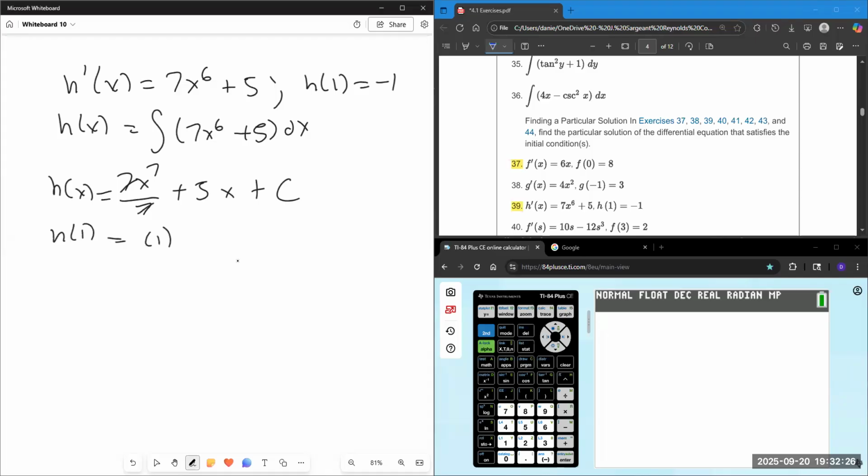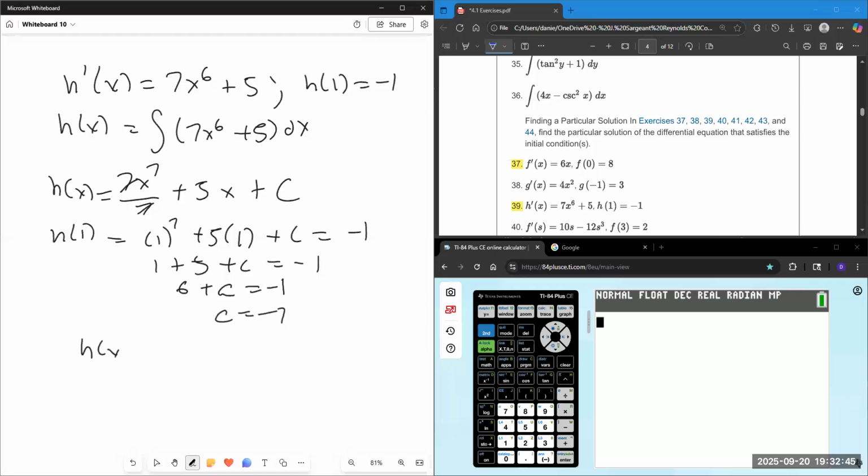is 1 to the 7th plus 5 times 1 plus c, which needs to be negative 1. So 1 plus 5 plus c is negative 1. 6 plus c is negative 1. C is negative 7. So that means that h of x is equal to x to the 7th plus 5x minus 7 for our particular solution.